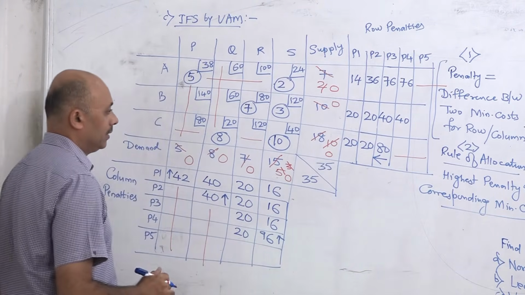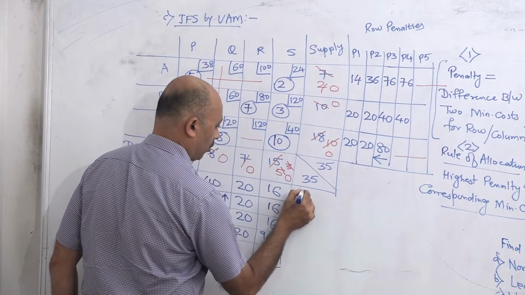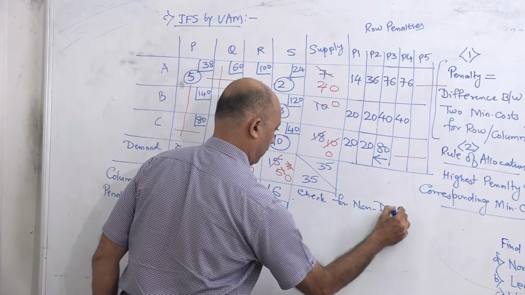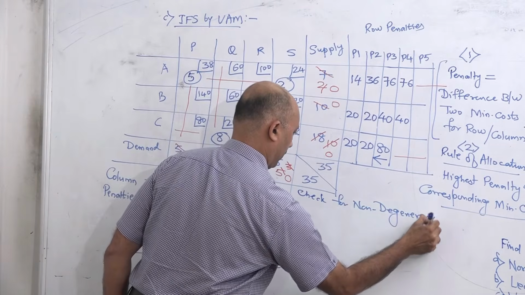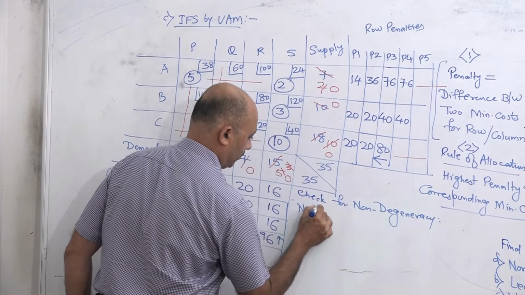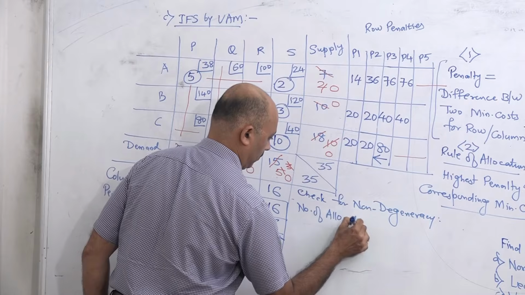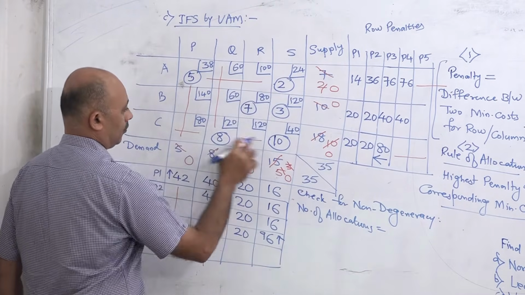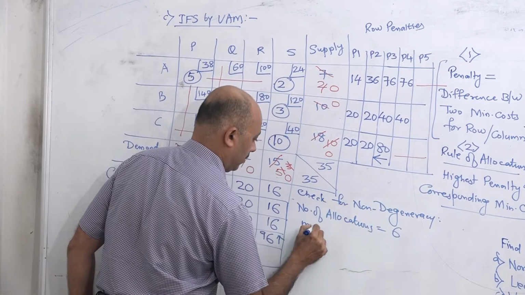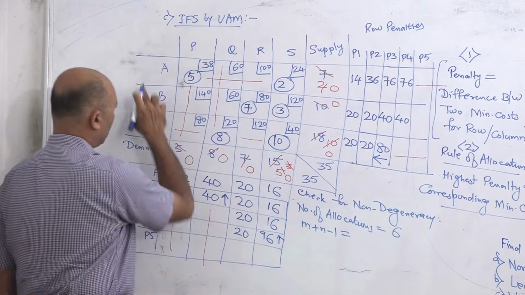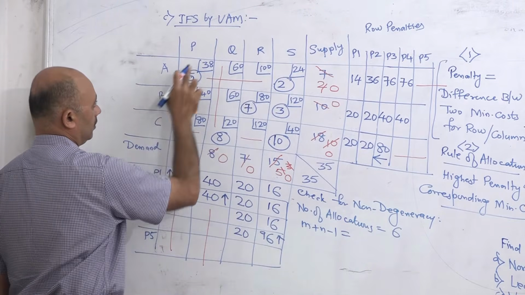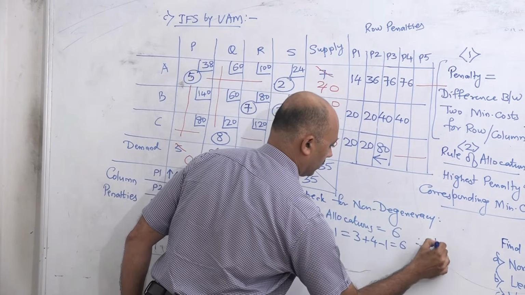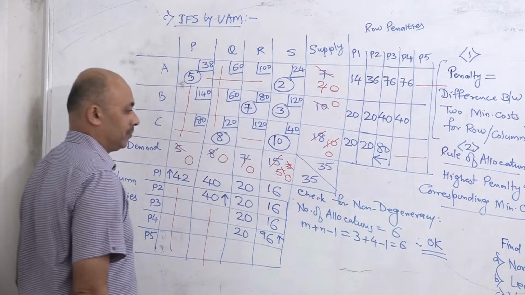So now our IFS is complete. Now as normally we will do check for non-degeneracy. Number of allocations: one, two, three, four, five, six allocations. M plus n minus 1. M means number of rows, n means number of columns. 3 plus 4 minus 1 is 6, so therefore okay. So there is no degeneracy.